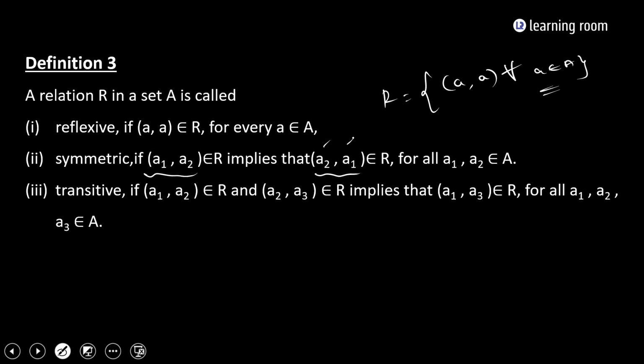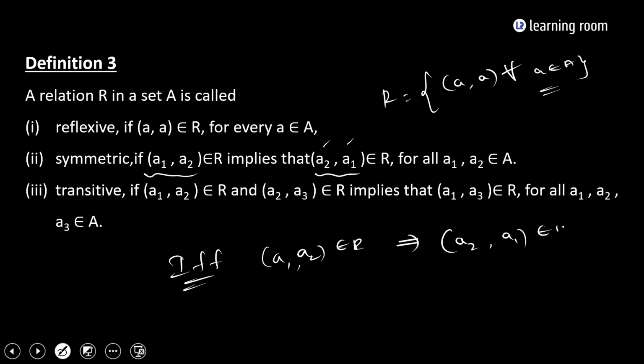Listen to the statement very carefully. If A1 comma A2 belongs to R, then it is a must condition that you should be able to find A2 comma A1 also belonging to R, for that particular relation to be called symmetric. And what is the third type of relation?